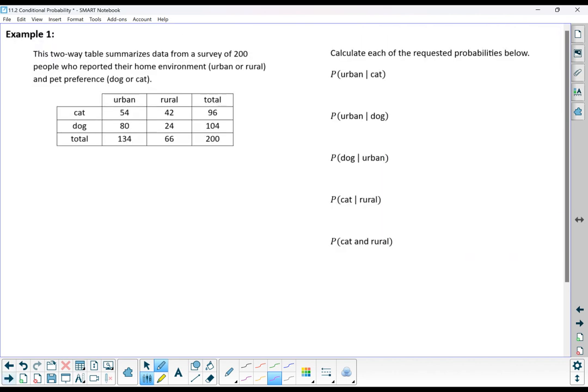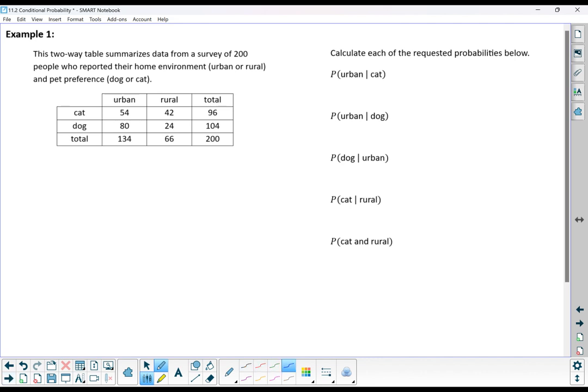Okay, so let's try a couple. Here's a new table. This table summarizes data from a survey of 200 people who reported their home environment, either urban or rural, and their pet preference, dog or cat. So they were just asked which of these two things fits your preference or your home environment. So we're going to calculate some probabilities.